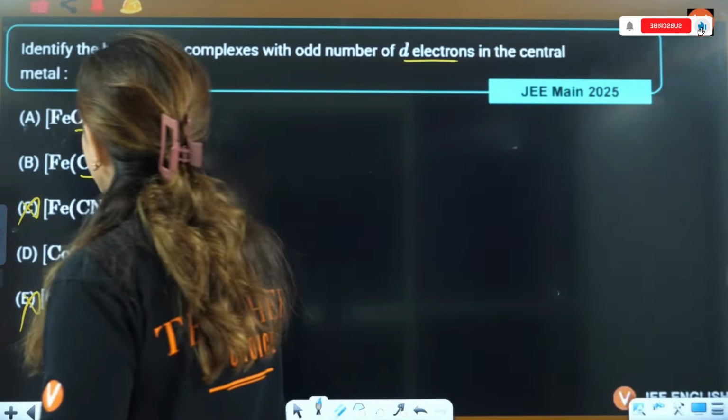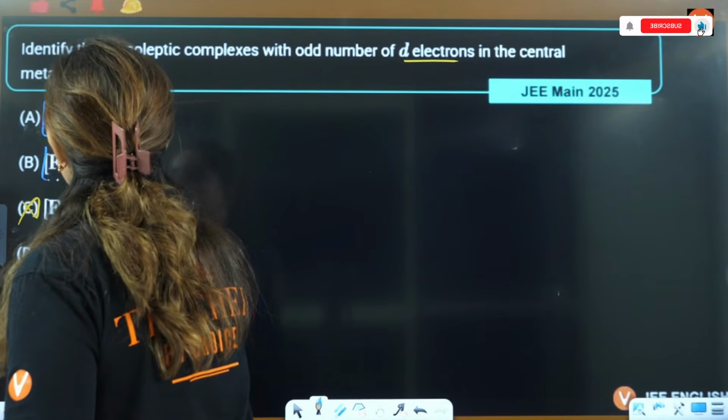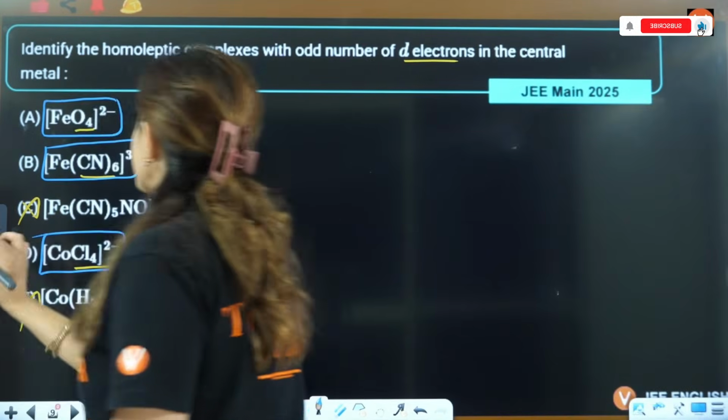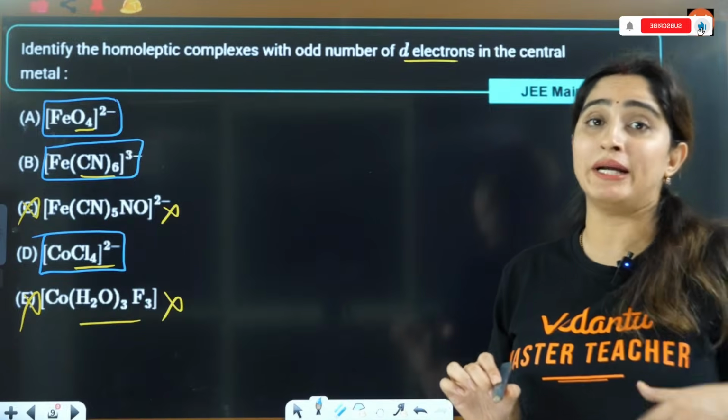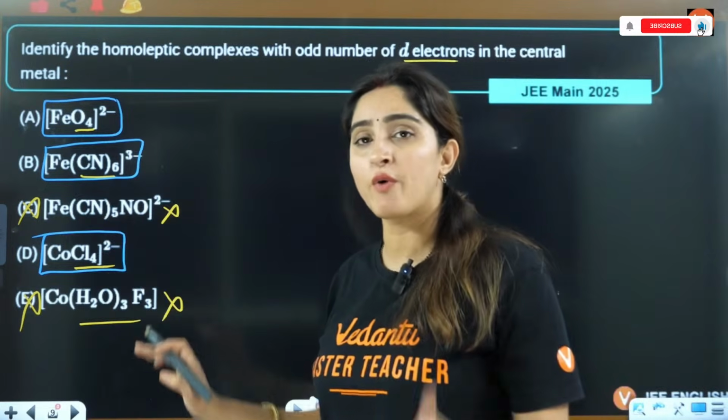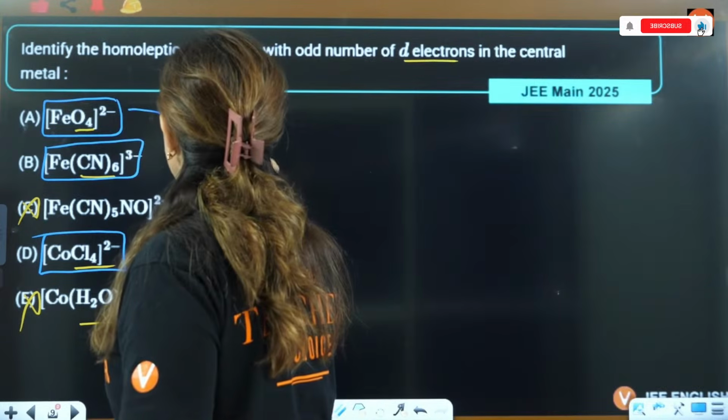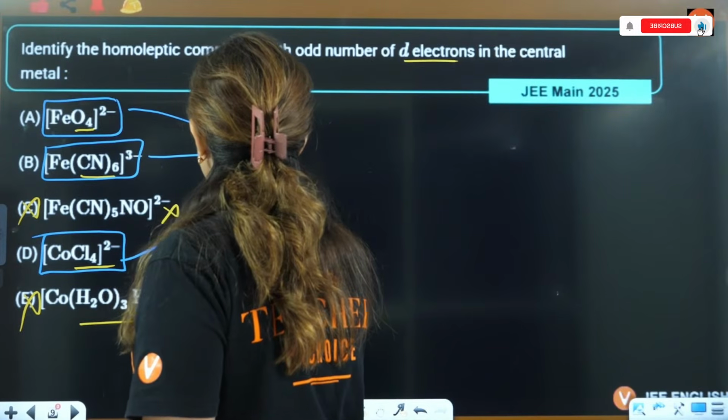So let's mark it here, this one and this one, because if you want to calculate the number of d electrons, you should also know VBT theory. So these things we are going to see in VBT theory. This we will answer from VBT.